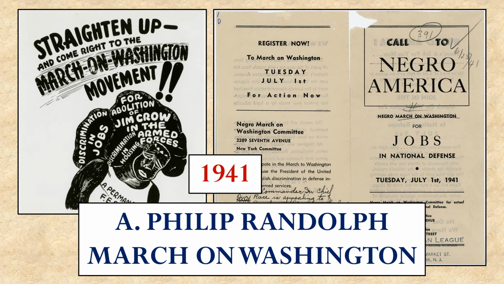When Franklin Roosevelt, the President of the United States, found out about the march, he thought it was a bad idea. He didn't want to see conflict and division within the country in the midst of war. So he gave in.